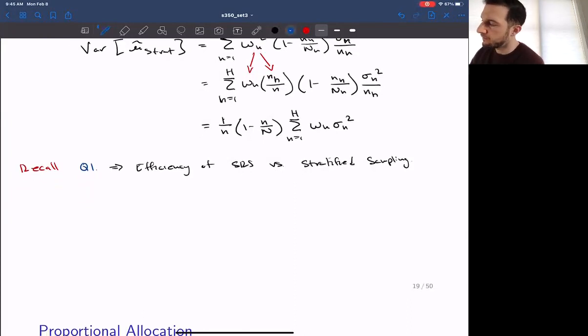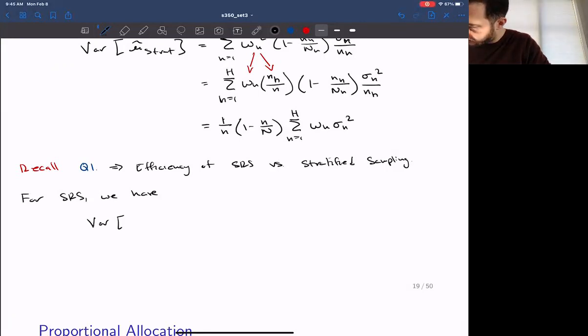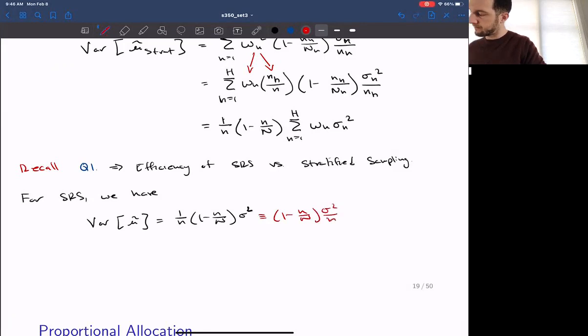All right, so for SRS, we have the variance of mu tilde is equal to 1 over n, 1 minus little n over capital N multiplied by sigma squared. Just in case you don't quite remember, this is the same thing as sigma squared over n, with the finite population correction.